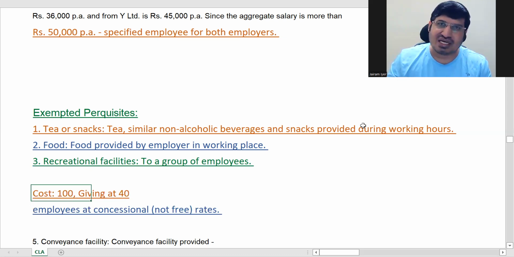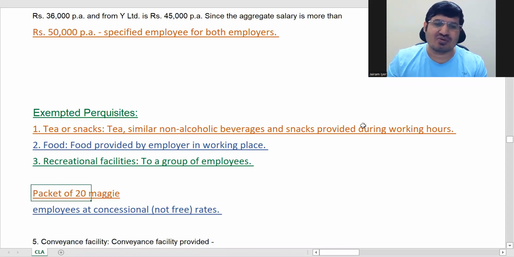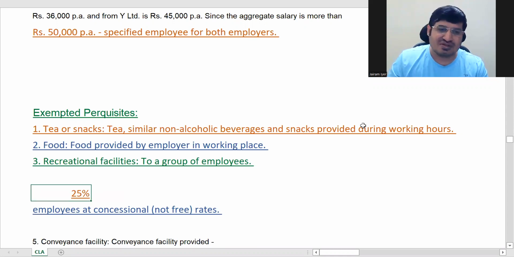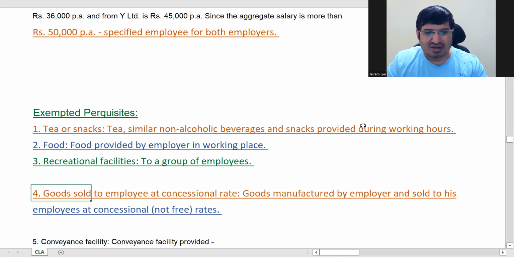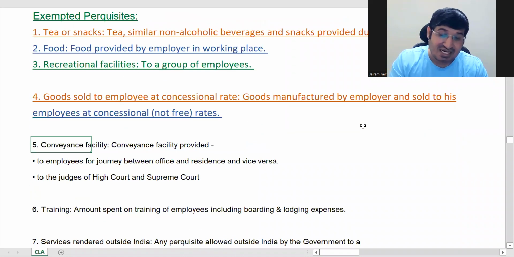If the worker is working in a Maggie company, right? Say Maggie company, then employer gives all employees a packet of 20 Maggies, let us say. Okay. So it gives it at, let's say, 25% cost. So this comes under this, okay? Concessional rates.